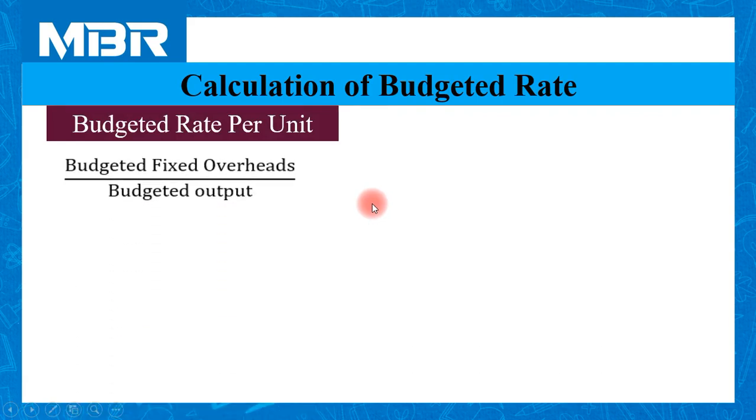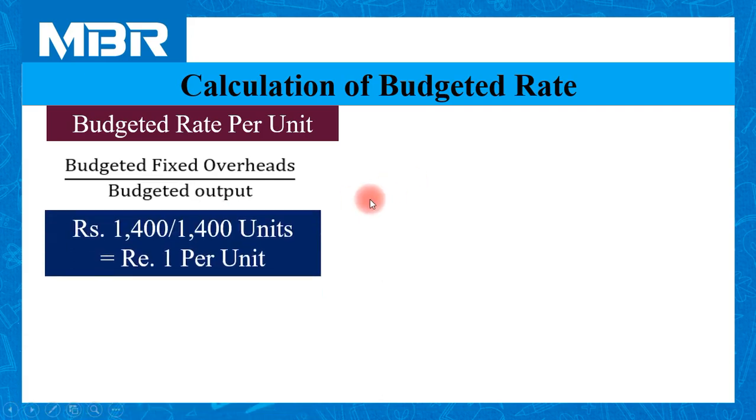Budgeted rate per unit: budgeted fixed overheads divided by budgeted output. As per the information, budgeted fixed overheads are rupees 1400 for standard output of 1400 units, which is given in the question in the very first line. So 1400 rupees divided by 1400 units. So budgeted rate per unit is rupee 1.